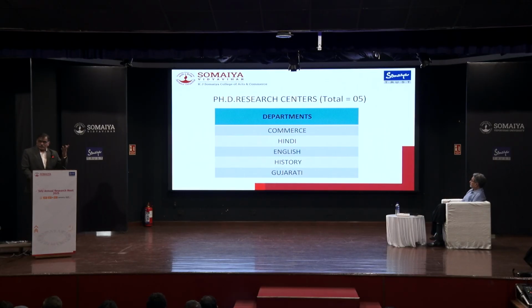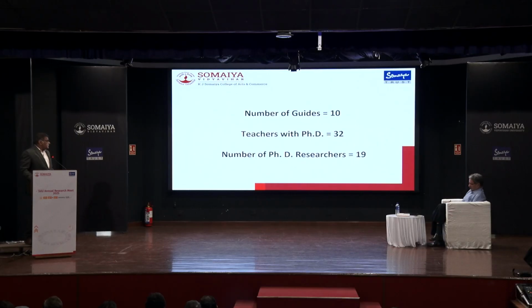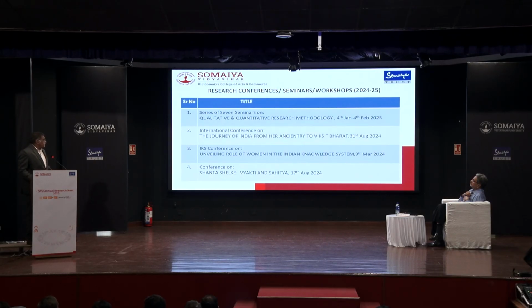But that is what I wanted to share off the record, because it has not yet come. So I have not put that there. But I'm very sure that in the coming 2 months' time, we shall be having 6 PhD research centers, including economics. We have presently 10 research guides, and the teachers with PhD in my college are 32 out of 42 working teachers in the college. And the remaining, of course, almost all of them are pursuing their PhD. And the researchers who are doing research are 19 presently.